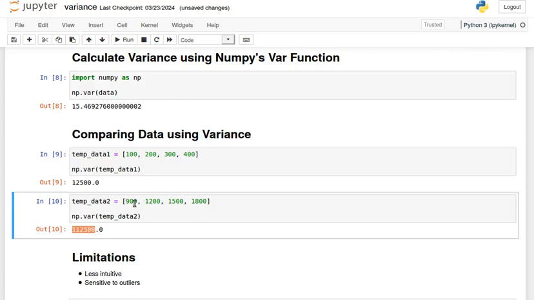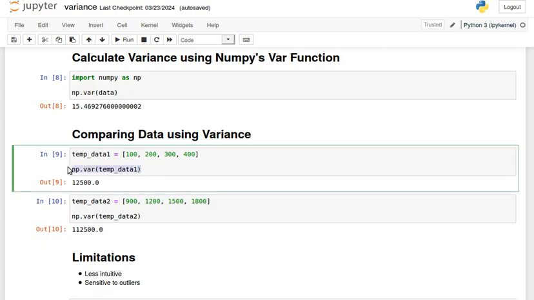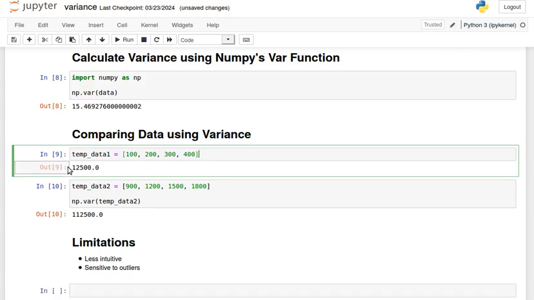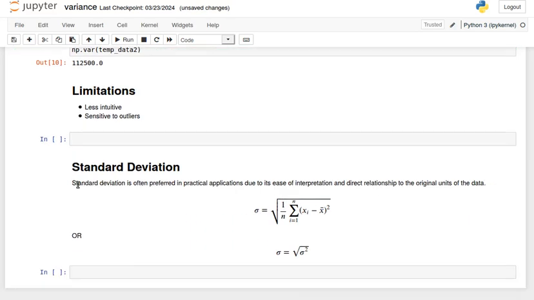So we know that the difference between the data points was around 300, and here it is reflected that the variance here is 112,500 instead of 12,500 for this data. So like this, we can compare the variance of data to find the spread of data and the differences between the data points also. Variance is very easy to calculate. Now most of the time it is used in mathematical operations in the raw form only.